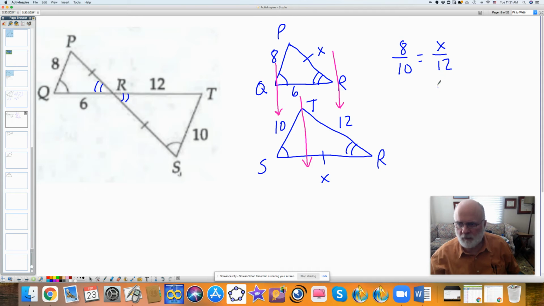So in this case, if I multiply both sides by 12, I get x is equal to 8 times 12 divided by 10, or 48 over 5.